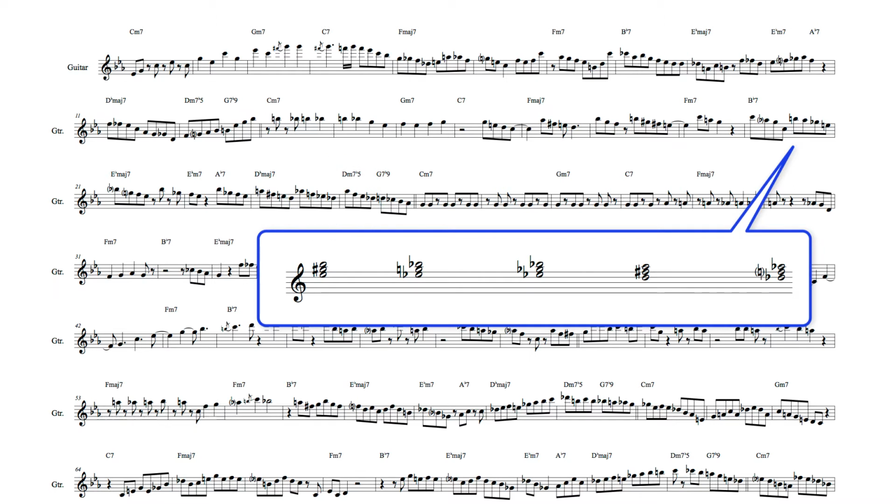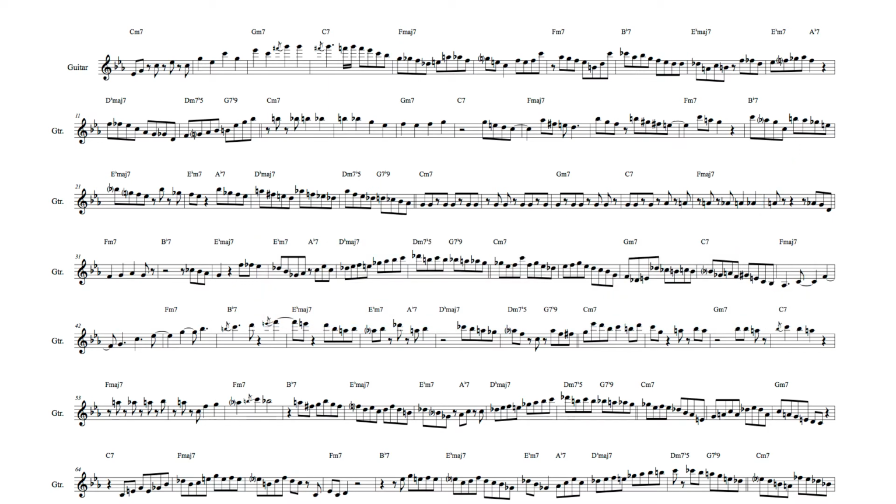Through the descent, Metheny occasionally repeats the triads, such as here where E flat minor is repeated over A flat 7 harmony, and here where this D flat triad is repeated over D minor 7 flat 5 harmony. The descent ends with this G major arpeggio, the root note of which is sounded over the bar line at the beginning of the following 12-bar cycle as the 5th of C minor 7 harmony.